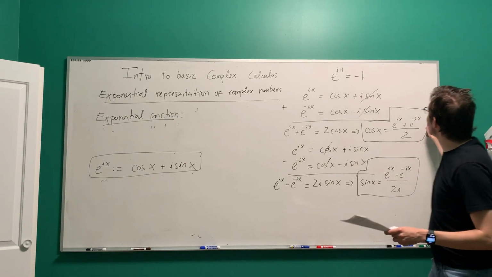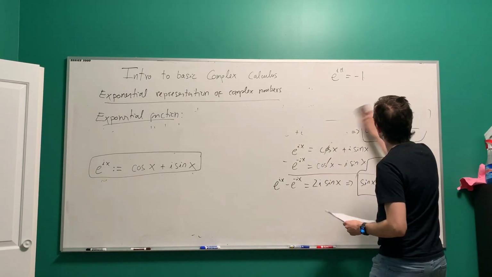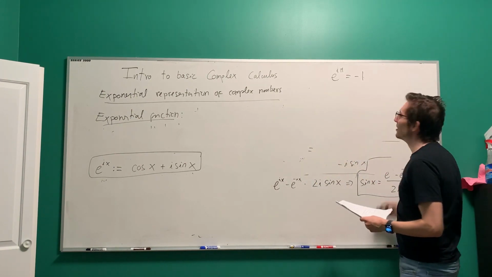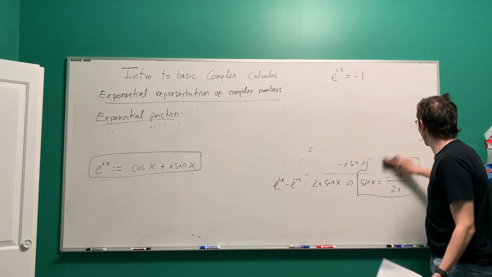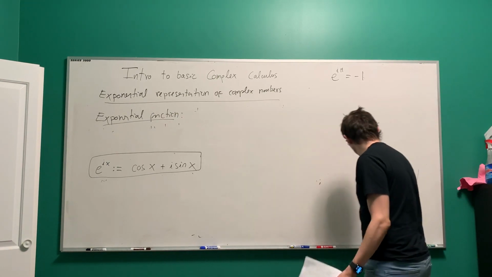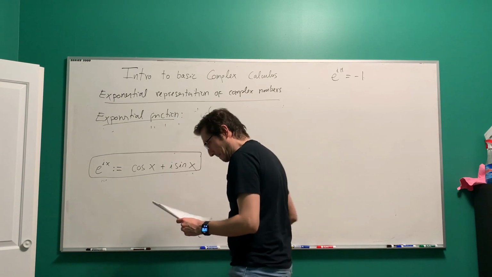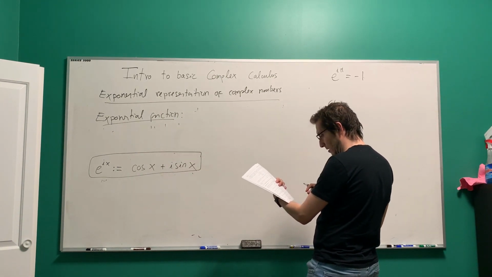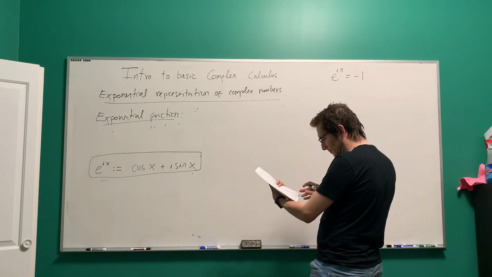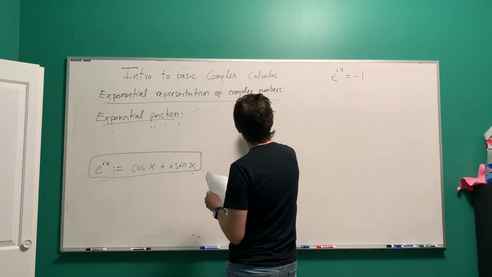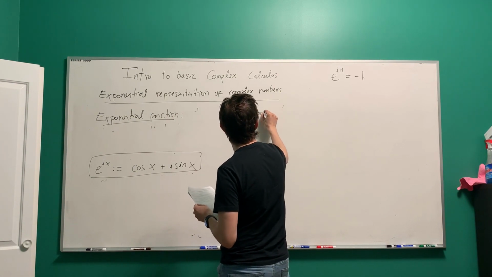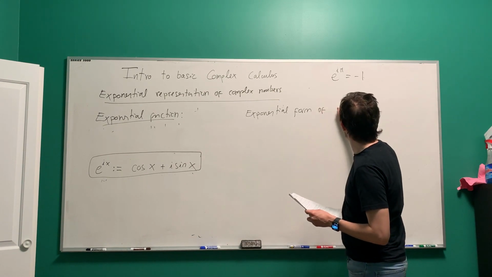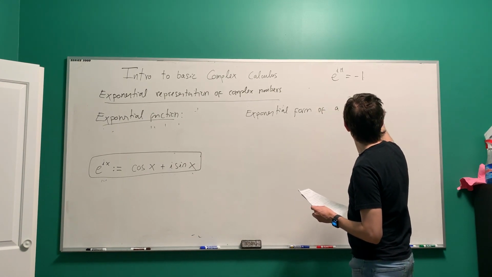Alrighty, let me erase. So we can call this section the banking of the magic behind e to the i pi equals minus 1. All right, so we can write the exponential form of a complex number.